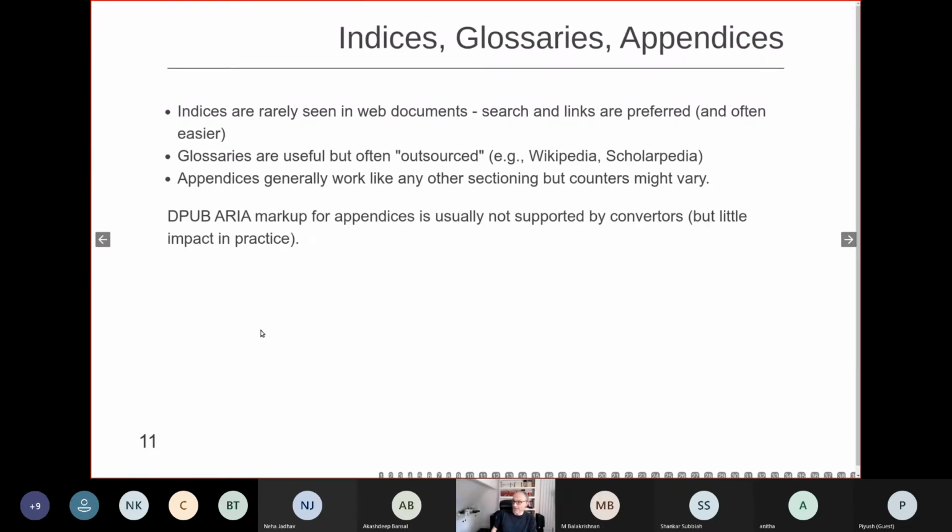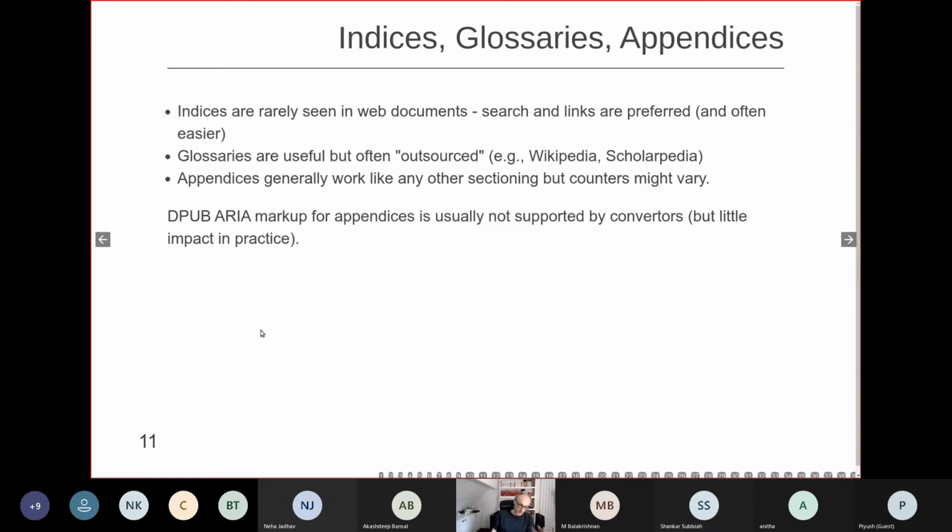Other things that we haven't had in those documents we've been talking about, but that are important: indices, glossaries, appendices. Appendices are easy, they normally work as normal sections. Indices in web documents are rarely used, and if you really need them, then you might want to do them more as a navigation element of the page, rather than having an extra index at the very end of the document. So normally web indices are somewhere, say, on the left-hand side. There's a navigation bar and it contains all the elements that you might want to move to.